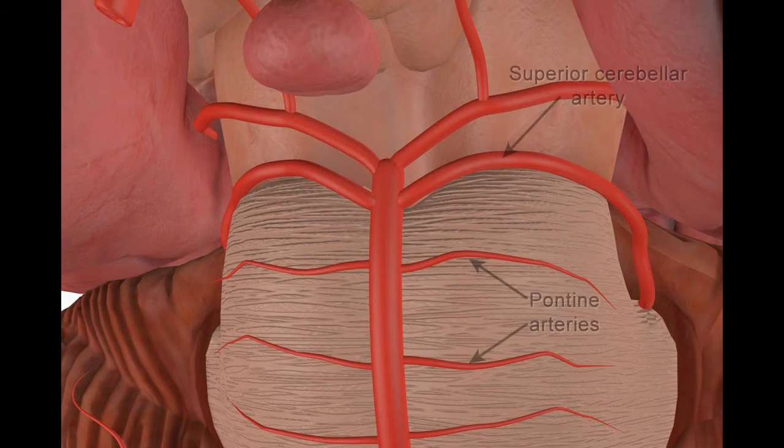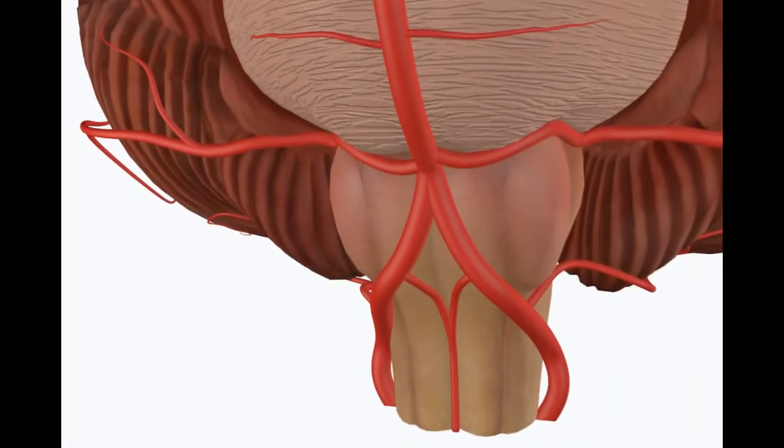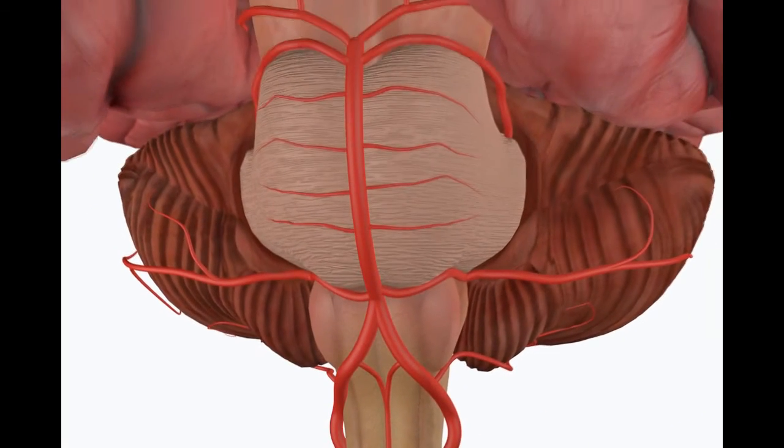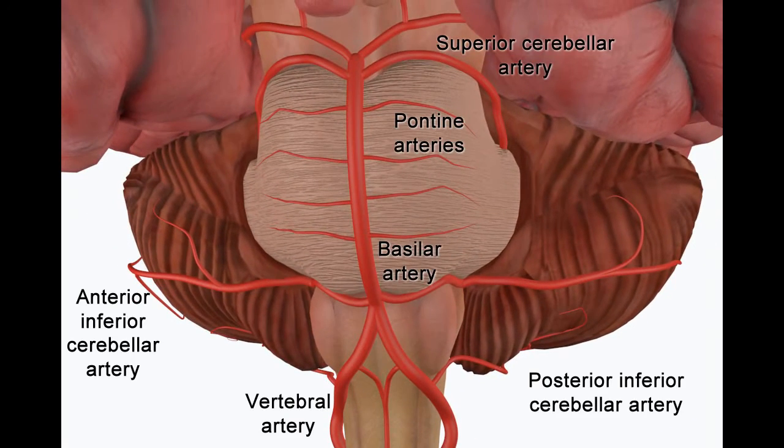The superior cerebellar arteries branch off the basilar artery at the junction of the pons and the cerebral peduncles, while the pontine arteries run across the surface of the pons. These vessels together constitute the hindbrain supply.